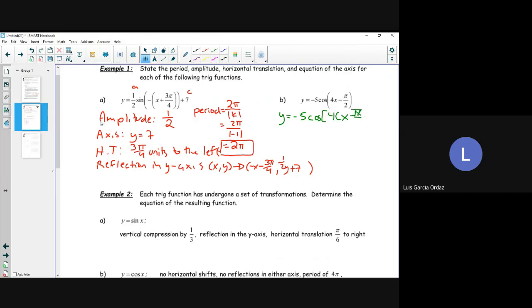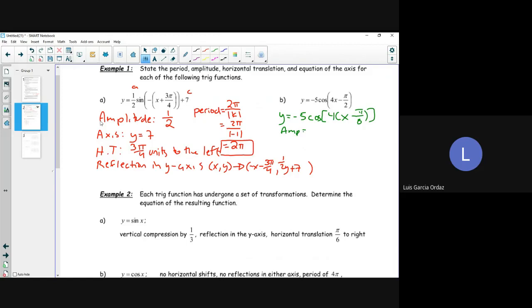Sorry, pi over 8. x minus pi over 8. Okay? And now all we have to do next is state our amplitude, axis, if there's any horizontal translations left or right, and our period. Okay? So what would our amplitude be?